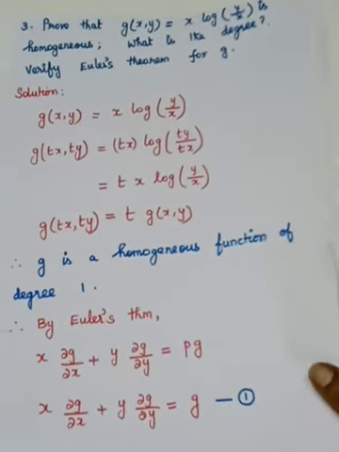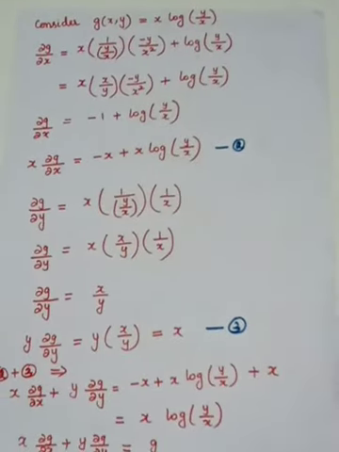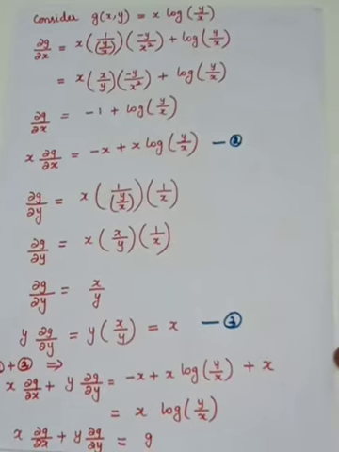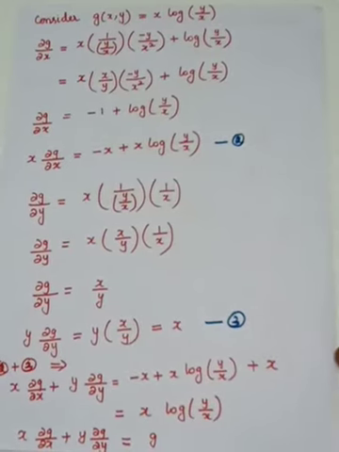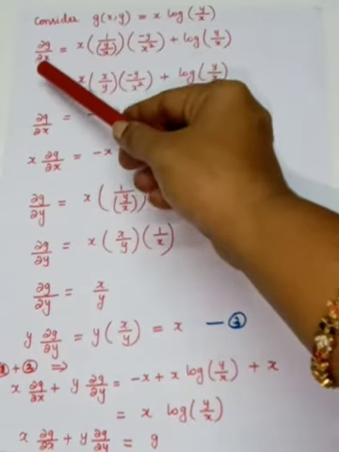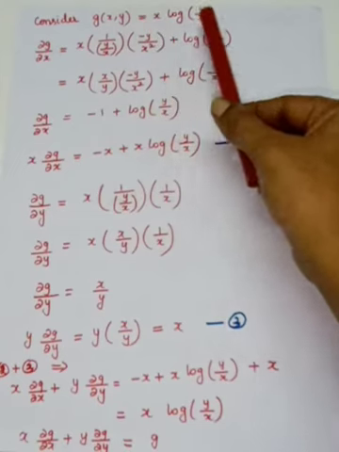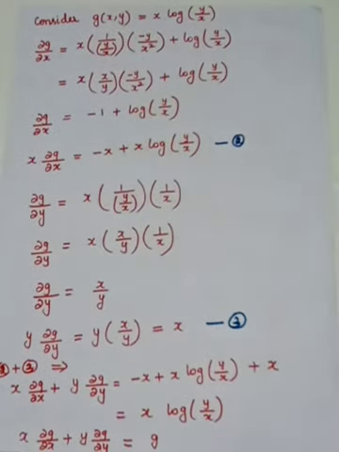Dou g by dou x. You see now, I have taken the function g, that is x into log of y by x. So first term, differentiate g partially with respect to x. Here you are having x, and this also you are having x, x log of y by x. In both the terms you are having x, so you have to use the product rule to differentiate it.